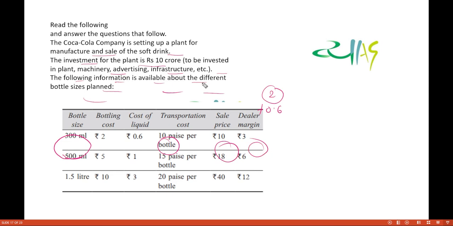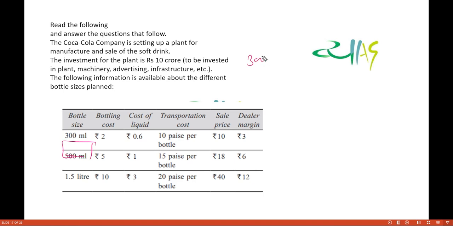Now, what is basically that? The following information is available. So basically we have to find out the cost price. We know that the selling price is 10. So we can calculate the profit here, and based on this we can answer different kinds of questions in the comprehension that will follow. Okay, so let us just calculate the cost of this 300 ml bottle and what is the profit in this 300 ml bottle.